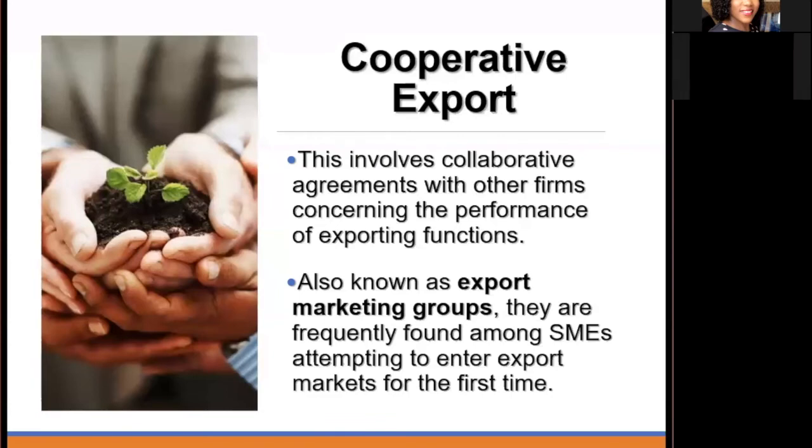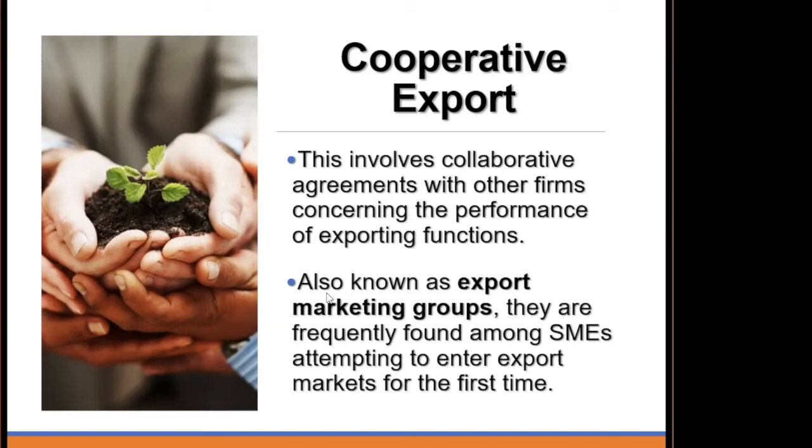So when we talk about cooperative export, it involves collaborative agreements with other firms concerning the performance of exporting functions, right? So because it's a cooperative agreement, it is also referred to as the process of using export marketing groups. And like I mentioned, these are often used by SMEs who are attempting to enter foreign markets for the first time. And based on the characteristics of SMEs, we know they do not have the resources and the competencies required to be able to successfully enter these foreign markets on their own.